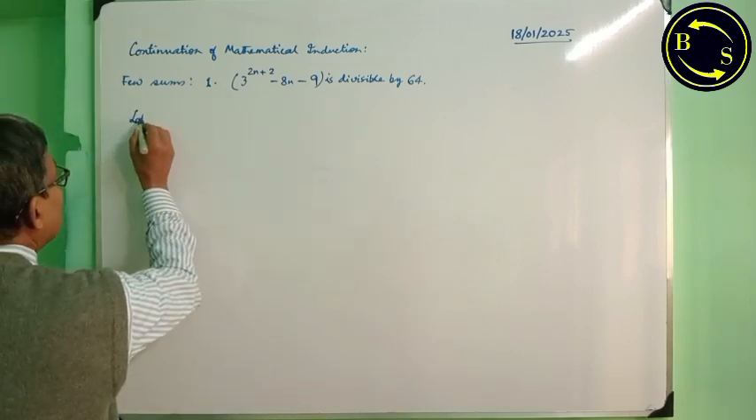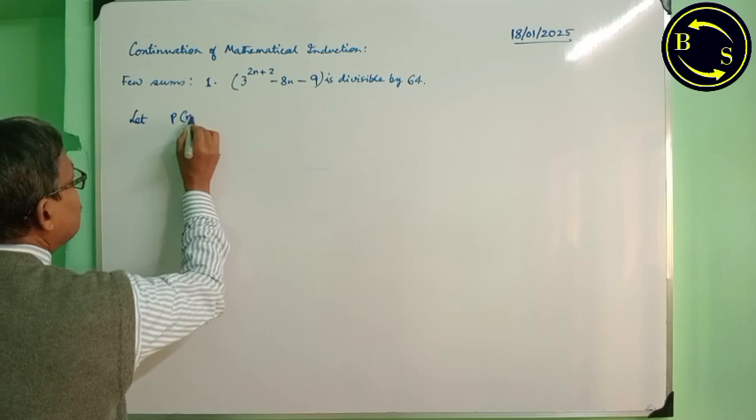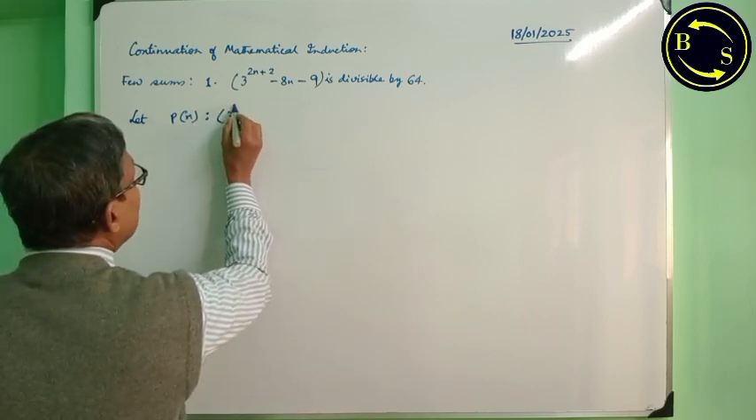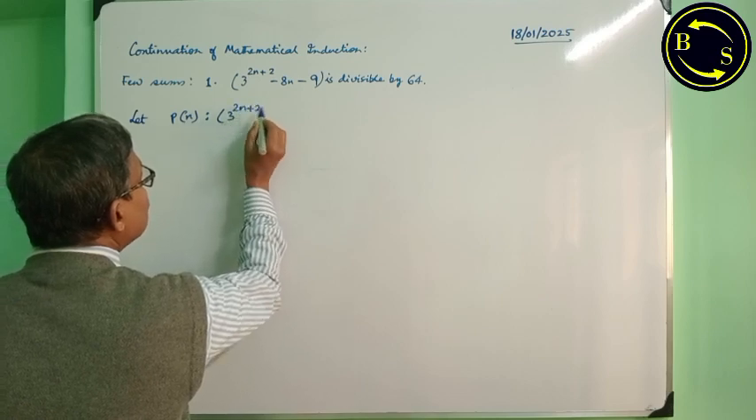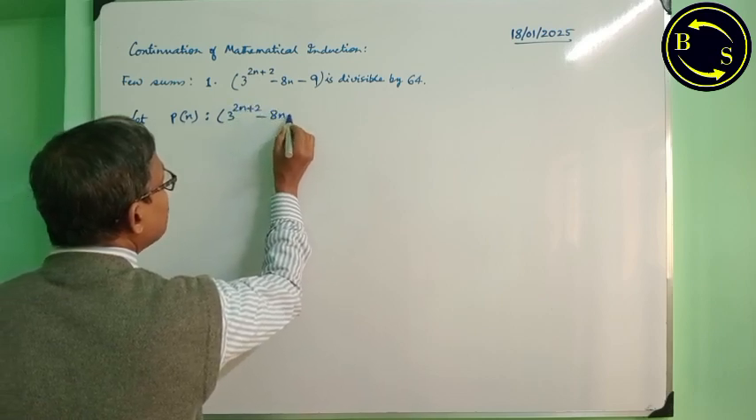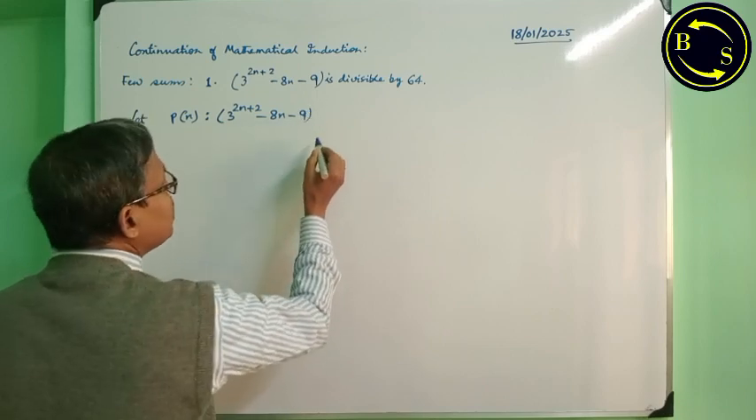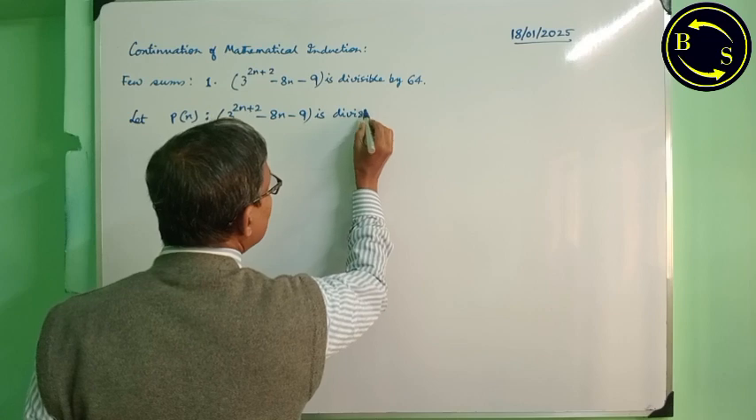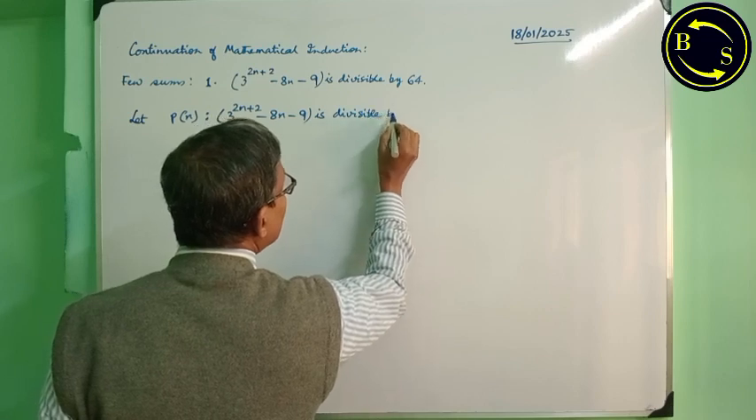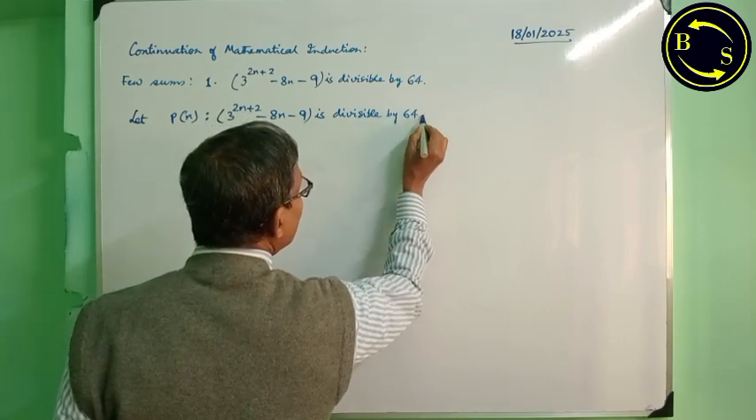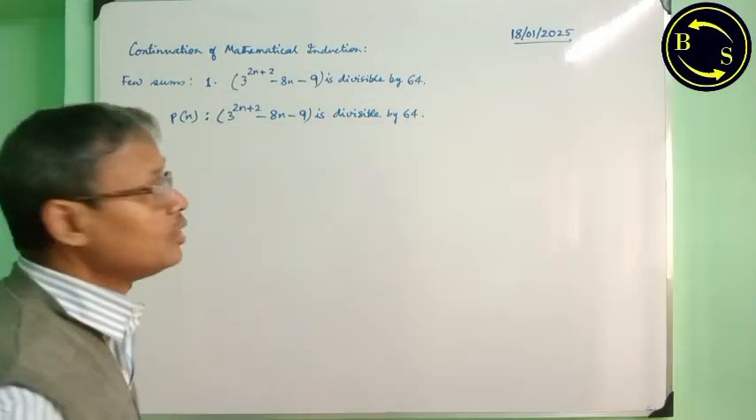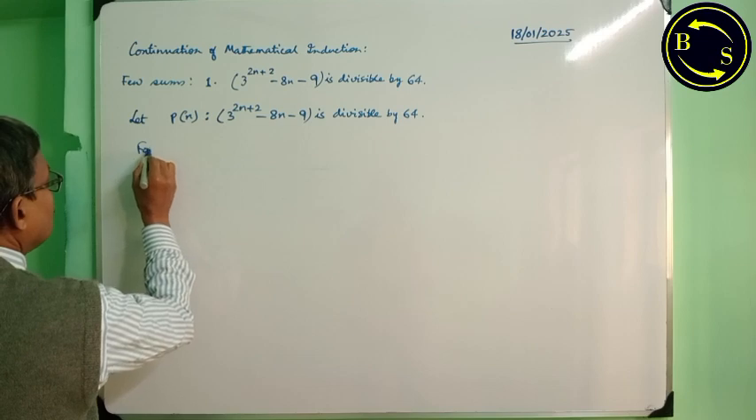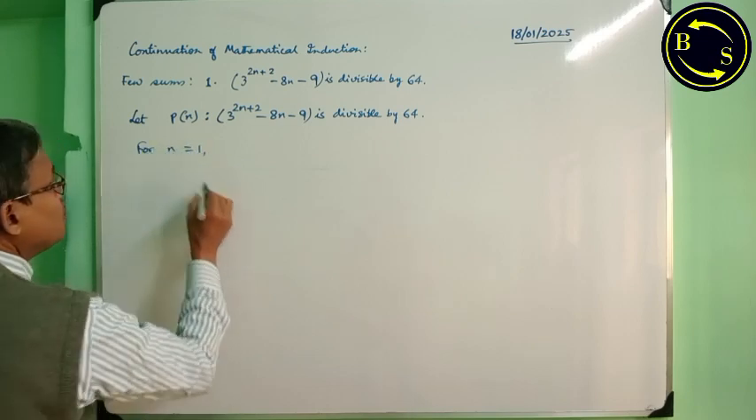Let Pn be 3 to the power 2n plus 2 minus 8n minus 9 is divisible by 64. In the first part, we shall verify for n equal to 1.